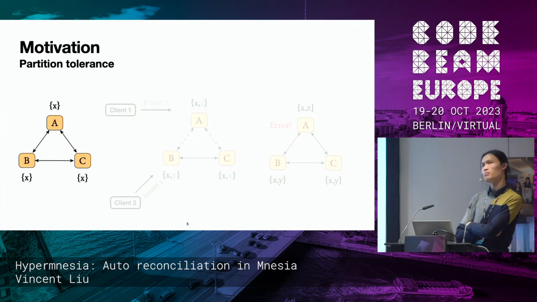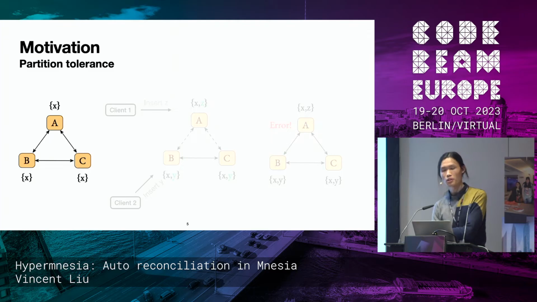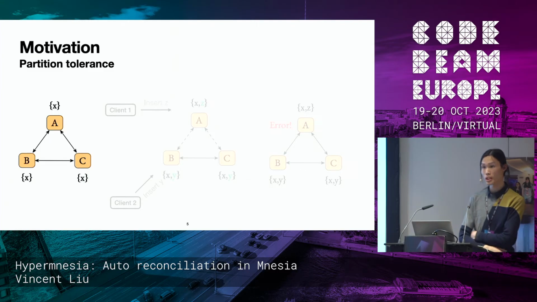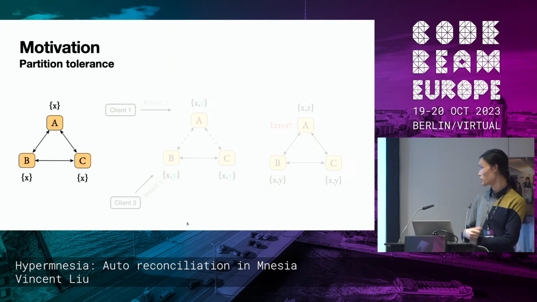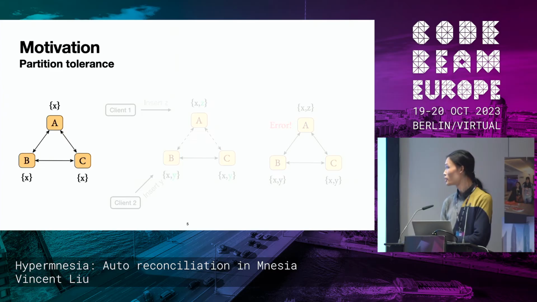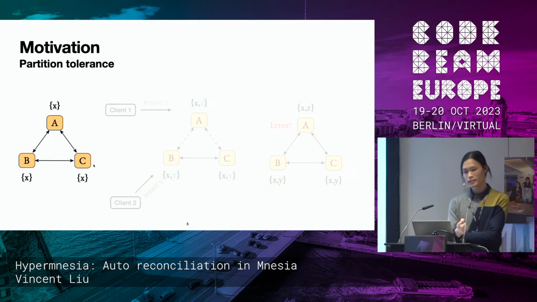Mnesia is quite mature, but also a bit of an old system. That means it lacks some of the features that many modern databases have. So I want to illustrate this with an example. Suppose we have 3 nodes, A, B, and C. These are Mnesia nodes, so they are supposed to be exact copies of each other.